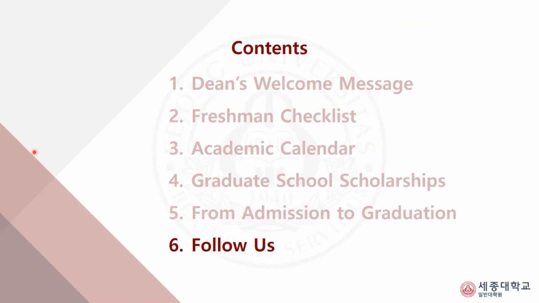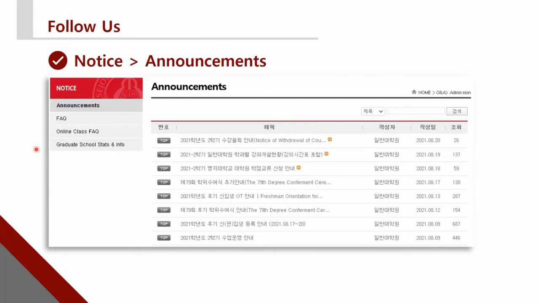Last but not least, we will take a look at the graduate school website and our SNS account. As mentioned toward the beginning of the presentation, this is the announcements page, which is the most important page that students need to check frequently. As mentioned before, the posts marked as top are the currently ongoing information that you need to check that are relevant. And even though the titles are in Korean, if you click each of the posts, there will be information in English as well. So please remember that.